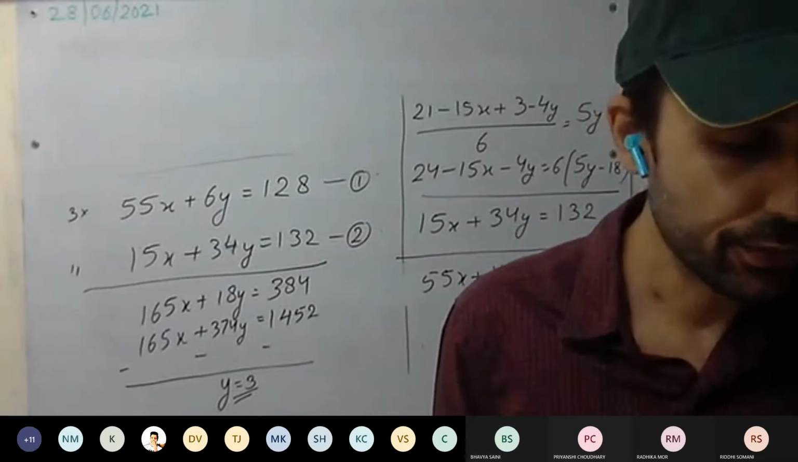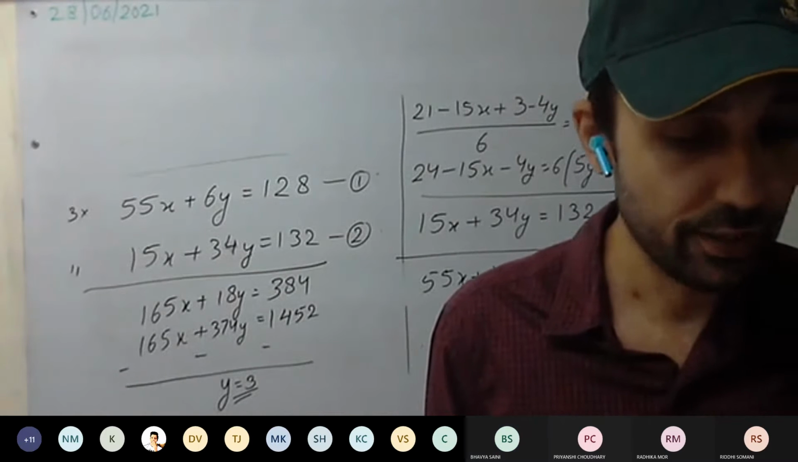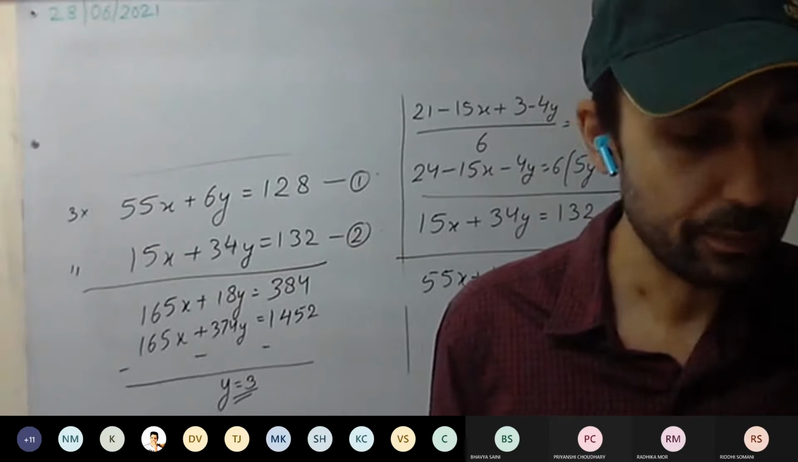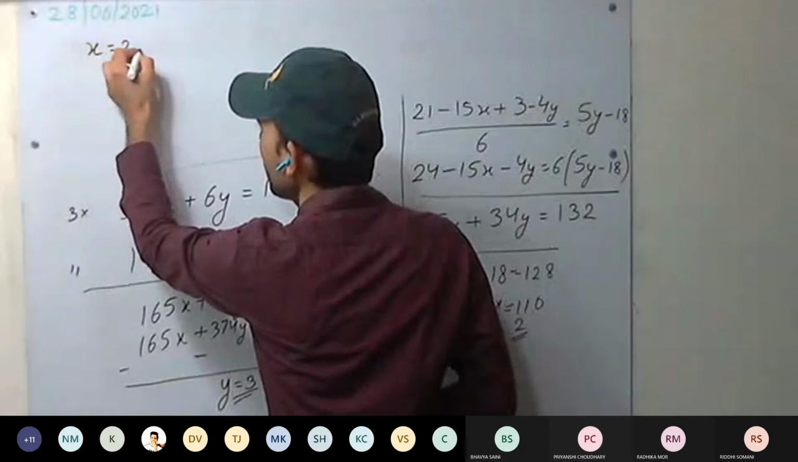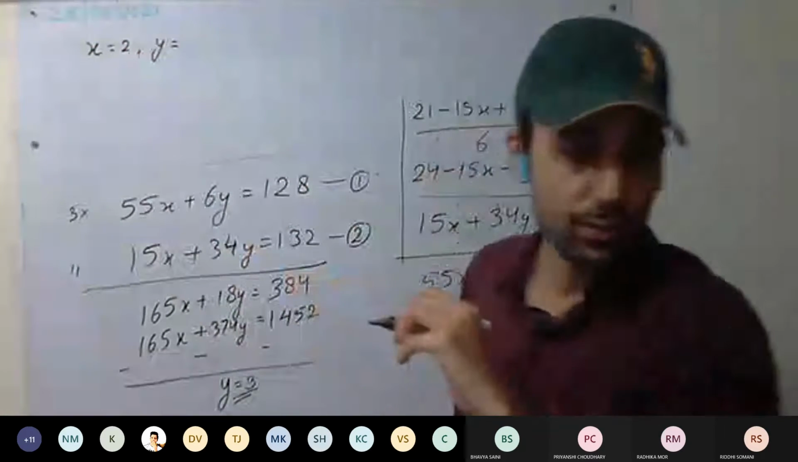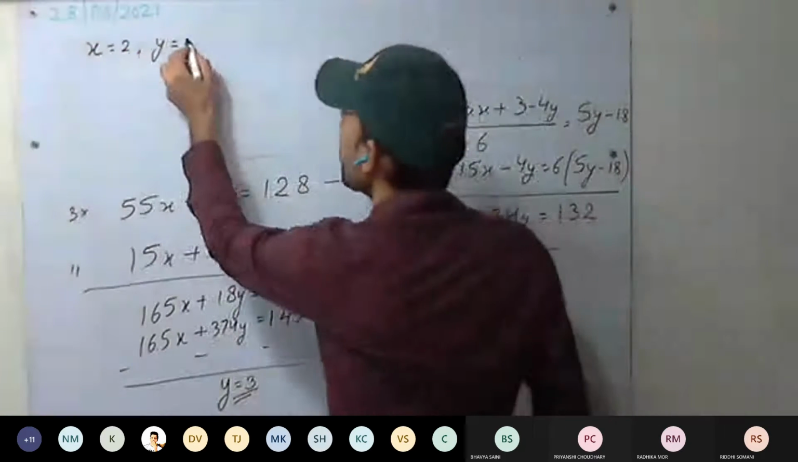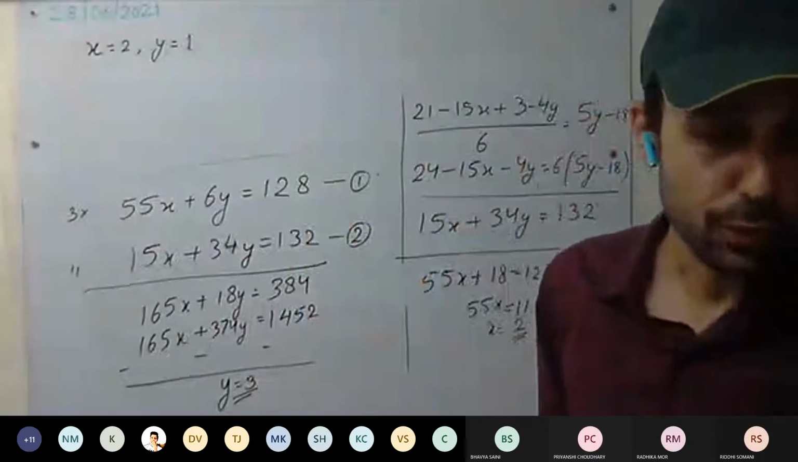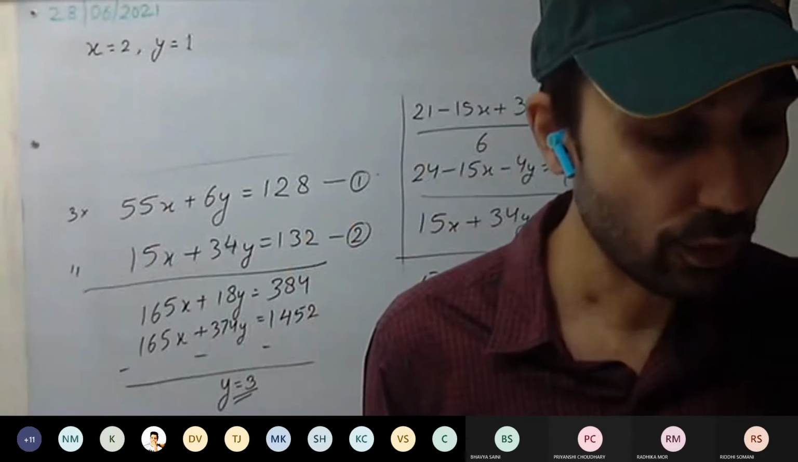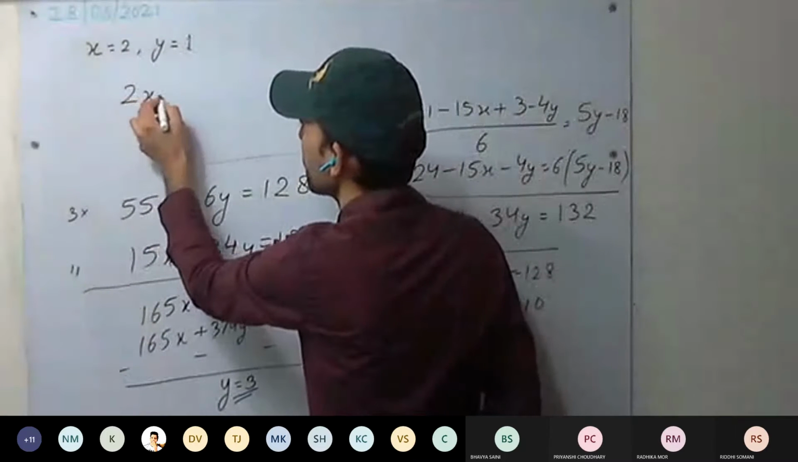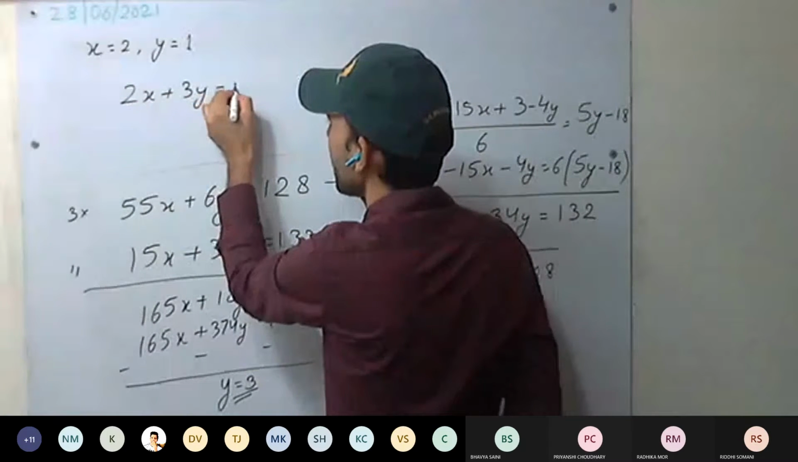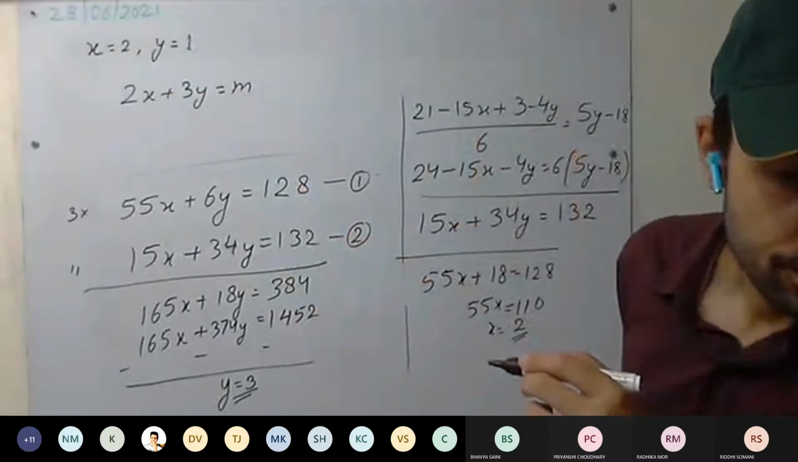So see here how you are going to do. Read the question first. Find the value of m. You have to find the value of m if x equal to 2 and y equal to 1 is the solution of the equation 2x plus 3y equal to m.